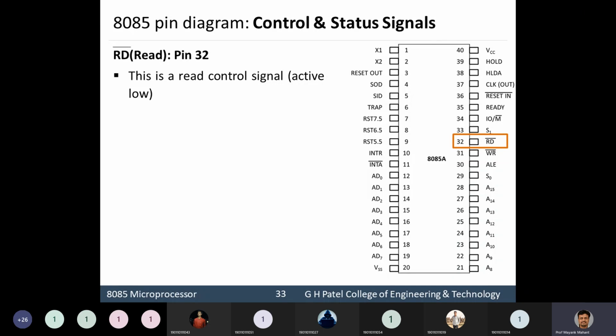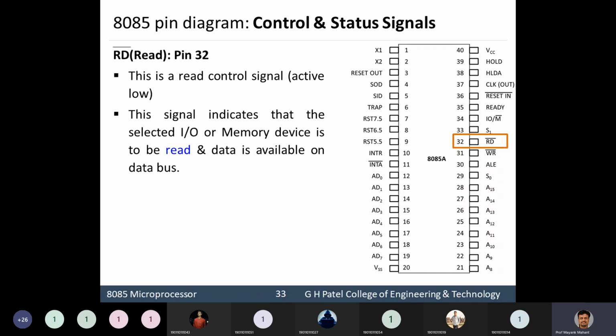This read signal, which is pin number 32, is the read control signal, which is active low. If there is a bar, we call it an active low signal. Whenever it is pulled down, that particular task is carried out. This signal indicates that the selected IO or memory device is to be read and data is available on the data bus. So this indicates that it is a read operation.